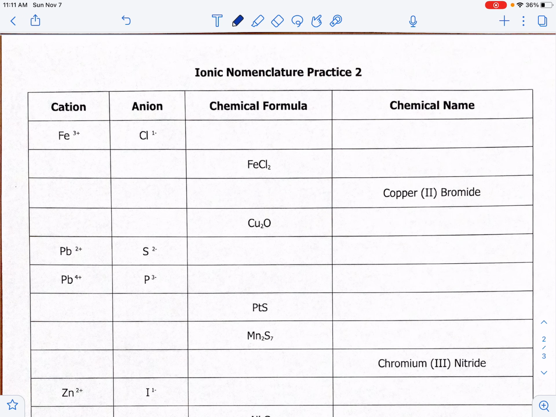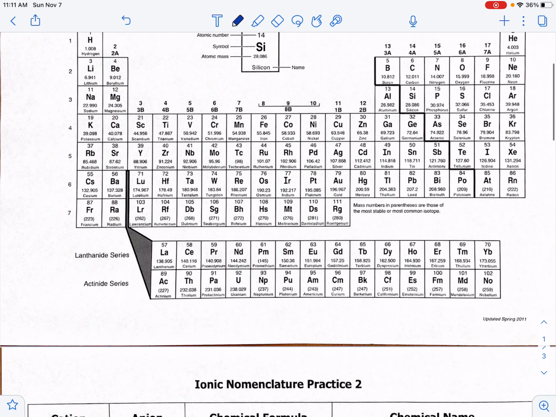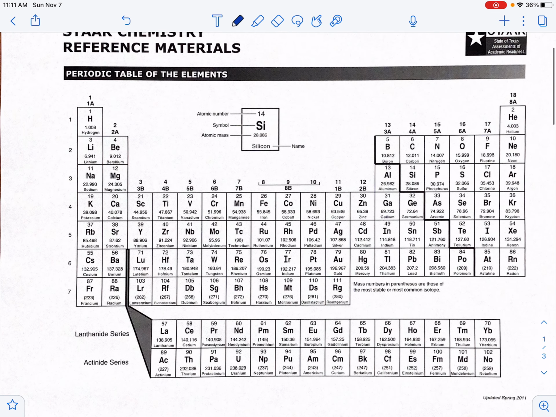All right, so this video is for Ionic nomenclature practice number 2. So basically we're doing the same stuff we did for the last one, but now we're dealing with transition metals. Remember, transition metals are going to be back in this group on your periodic table. Transition metals start at group 3B, just after group 2A, and go all the way to your staircase.